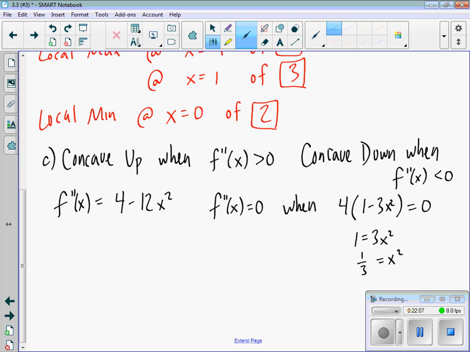So what is my x going to be? Yeah, it'd be plus or minus 1 over square root of 3. Just leave it like that. Okay, and you don't need your calculator, even though you might think you do. Sorry, my slate stopped working here for a second. So go ahead and set up your number line.